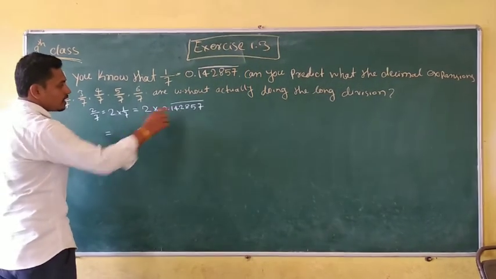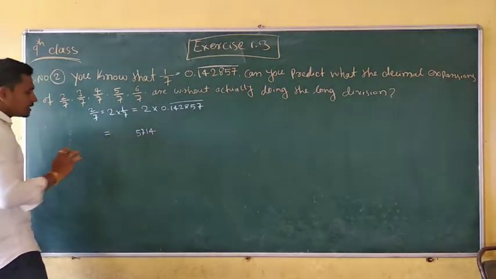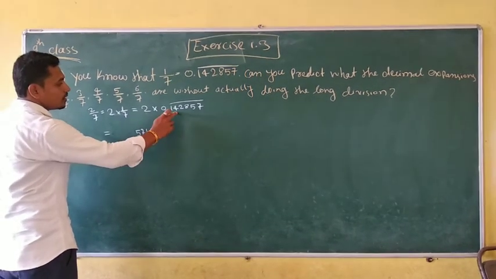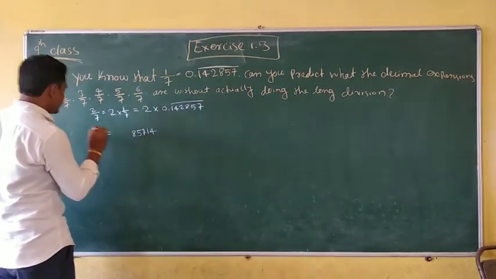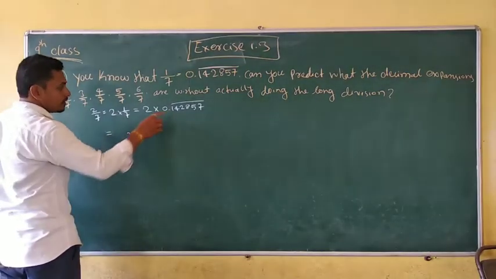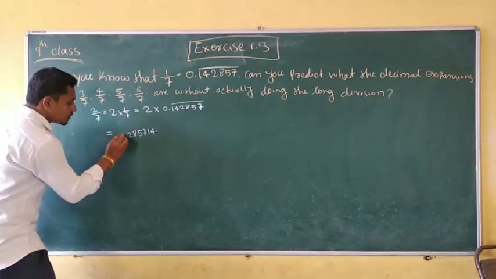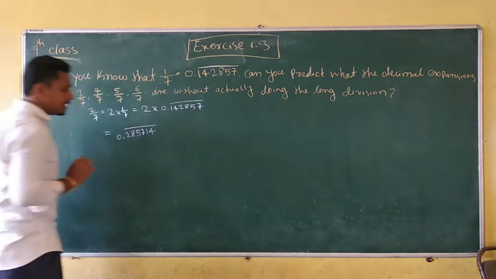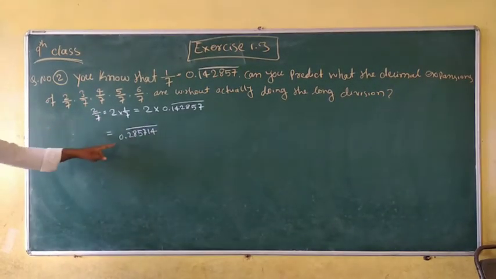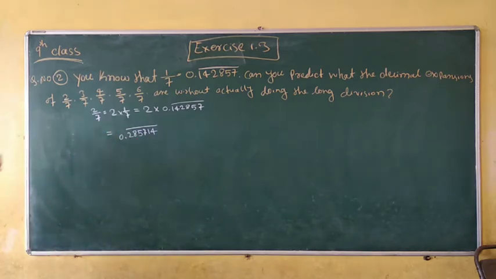2 twos are 4. 4 plus 1 is 5. Next, 2 fours are 8. So write 8 here. Next, 2 ones are 2. Write 2 here, and 2 into 0 is 0. This is the repeating term. So the value of 2 by 7 is 0.285714 repeating. Is it right?